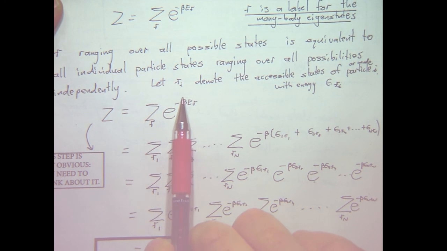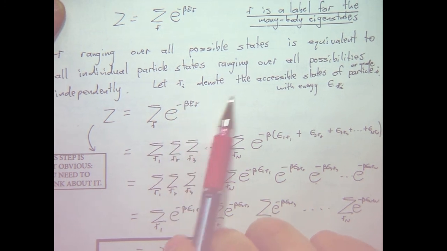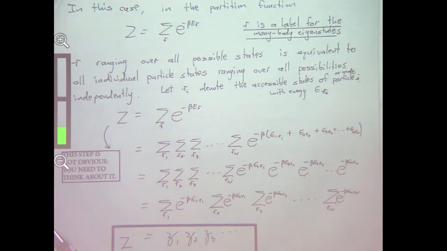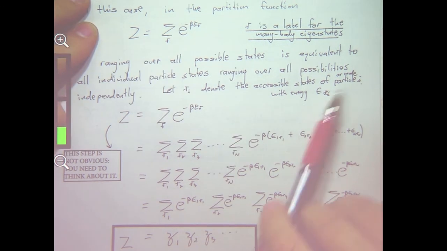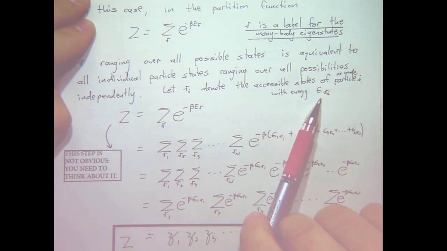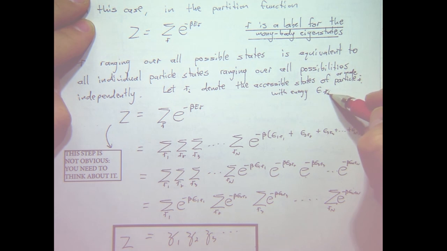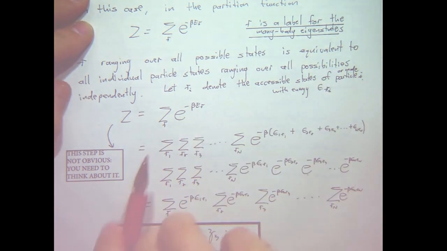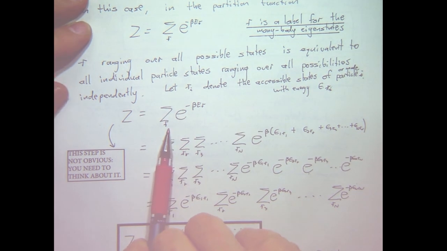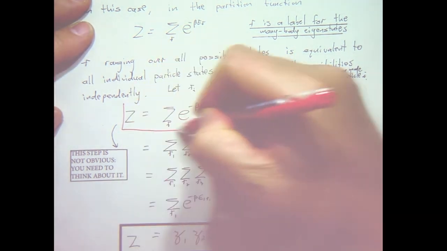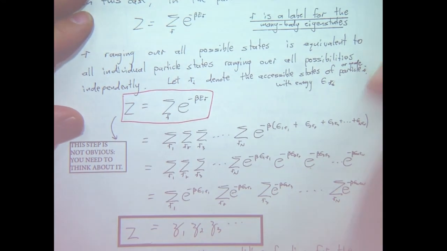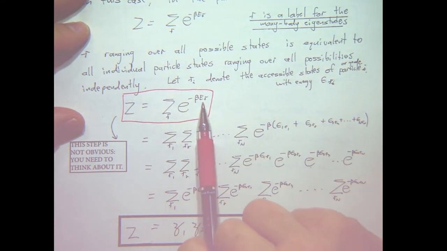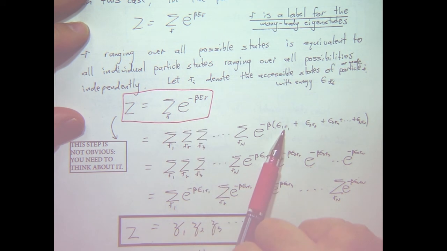So let R_i denote the accessible states of a particle or excitation mode i, which has energy E_{R_i}. So the partition function for the many-body system is by definition this. But if they are weakly interacting, then basically what we're saying is that we can find the energy eigenvalues of each of the particles or modes individually.